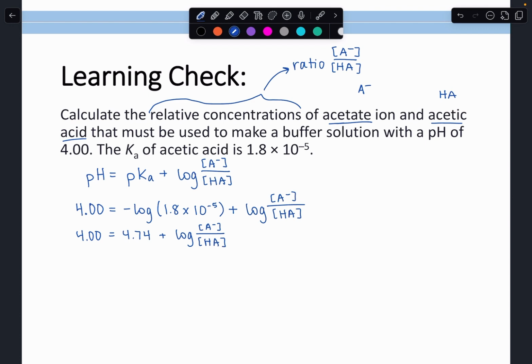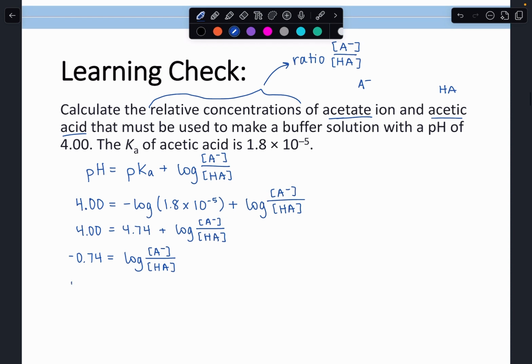Subtracting 4.74 from both sides, I get 0.74 is equal to log of this fraction. Remember that log is base 10. So if we need to eliminate that log function, we need to raise 10 to the power of the value on each side of these equations.